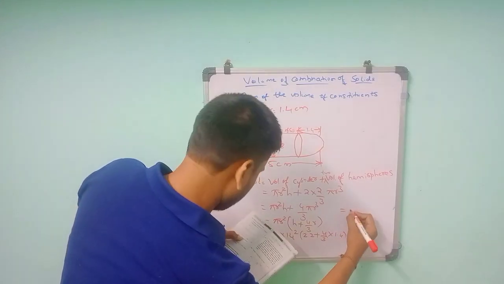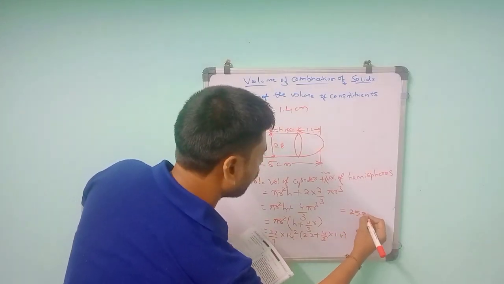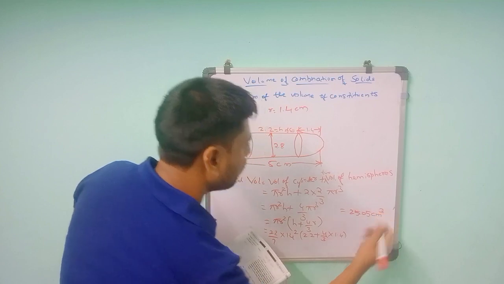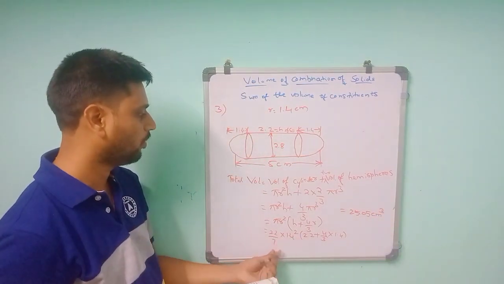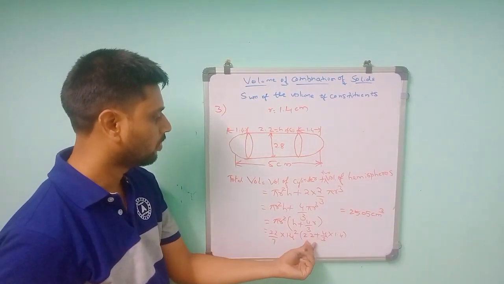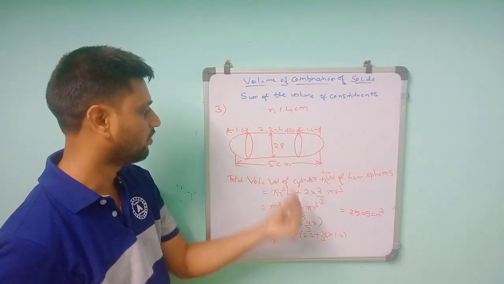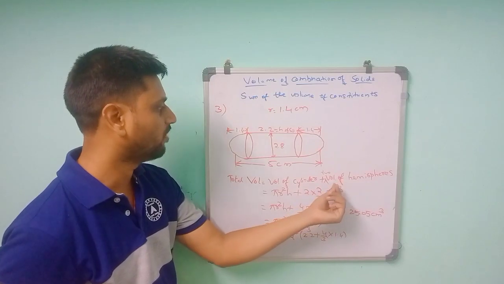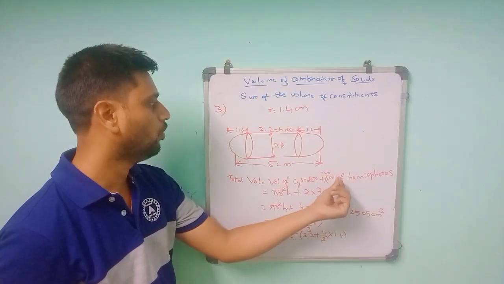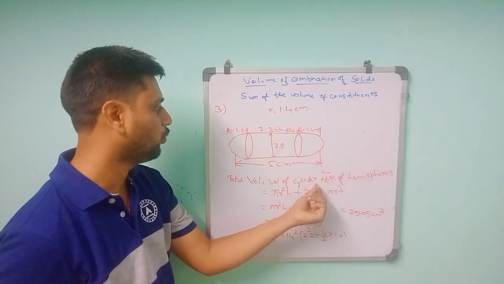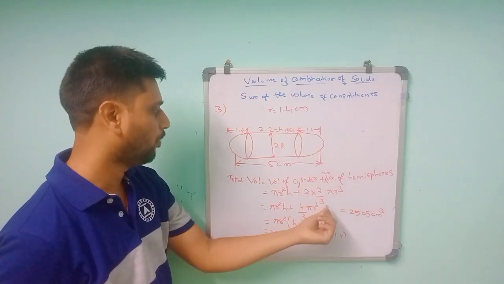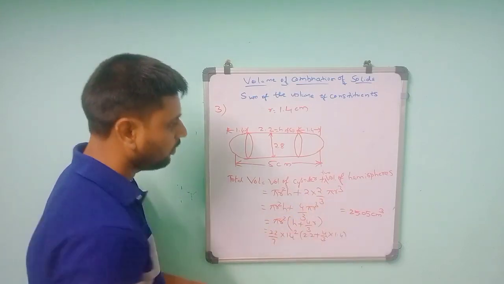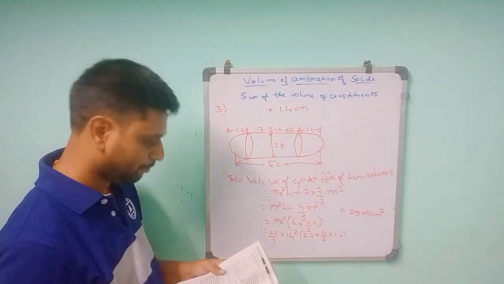Total will be 25.05 centimeter cube. After calculation, the 25.05 into 1.4, and this is in terms of 2.2 because of the height of the cylinder. Then 4 by 3 pi cube, because two volumes of hemispheres are there. 2 hemispheres means 2 into the volume of a hemisphere, 2 into 2 by 3 is 4 by 3 pi cube. Then you get the total volume.